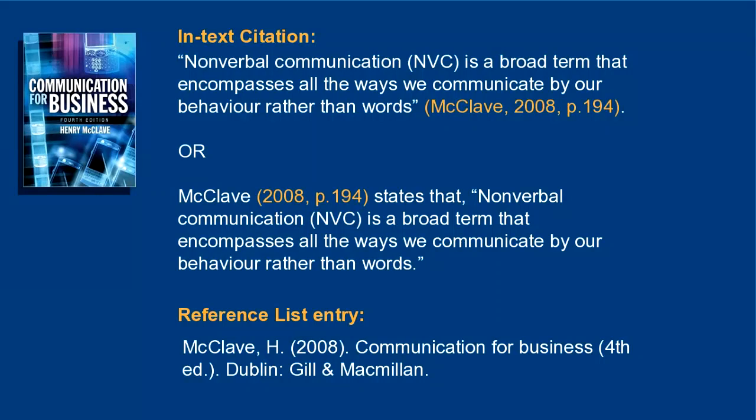So from this example here, the first option is simply to include the in-text citation at the end of the quotation. The second option, if you have included the author's surname as part of your sentence, you simply include the year and page number in brackets after their name. The reference list entry then includes all the required bibliographic elements for the book.